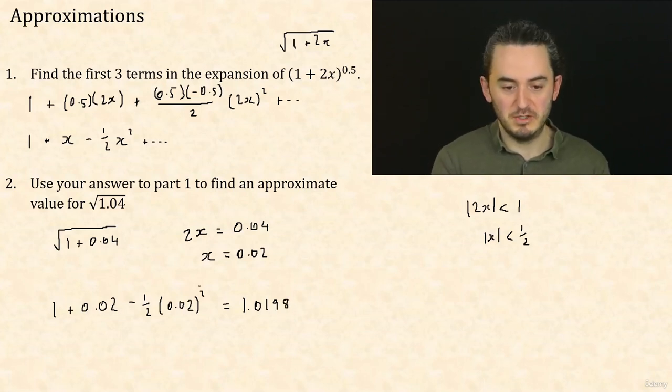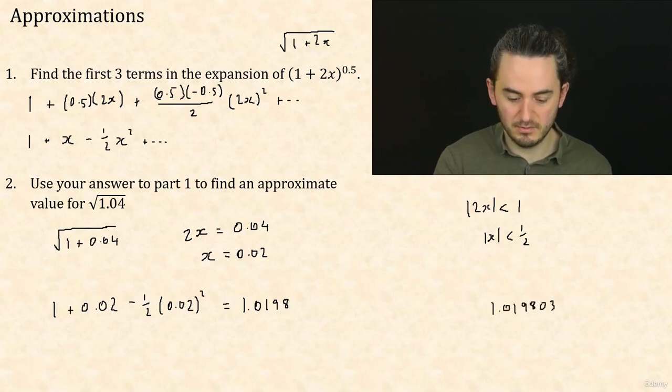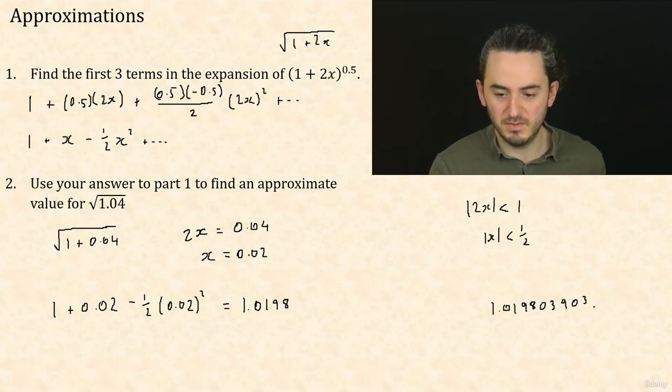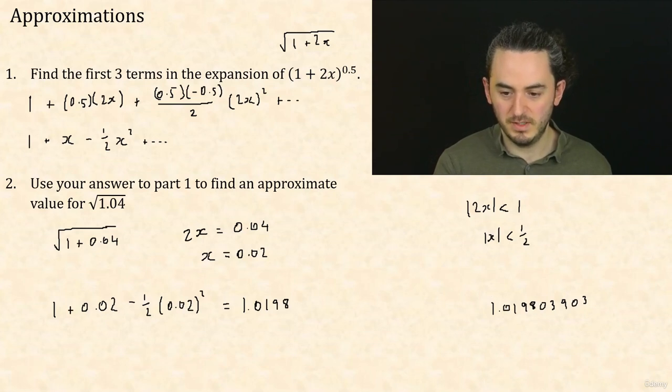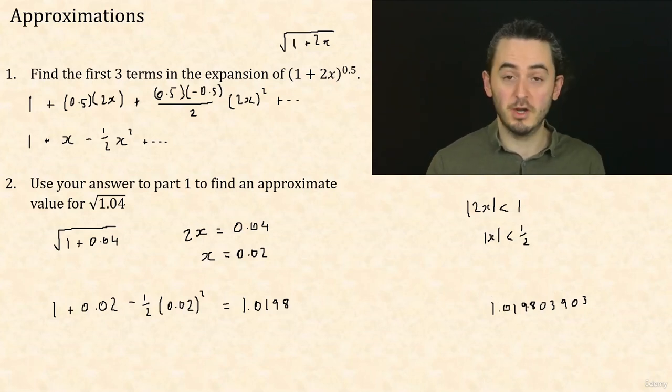Now, how good of an answer is that? Well, you can just check by keying this into your calculator. If I type in the square root of 1.04 into my calculator, what I in fact get is 1.019803903. That's everything displayed on my screen. So you can see that we were good up to 1, 2, 3, 4 decimal places. In fact, 5, because the next one was 0. So we got an answer that was correct to 5 decimal places there, which is pretty good.